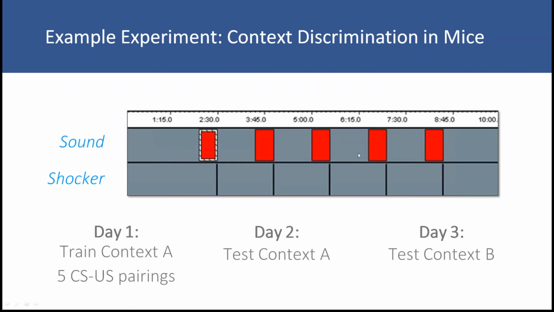Now here's an example of a study design looking at context discrimination in mice, and this is just the experimental timeline where we had 5 tone shock pairings. On day 1, the training occurred in context A. On day 2, we did a test in the training context. So we just put them back in the training context. On day 3, we put them into a new context, context B.